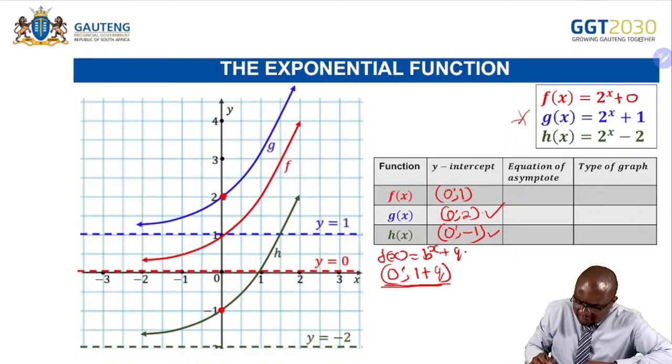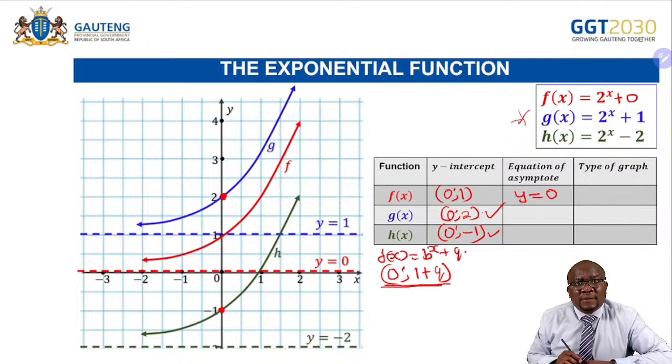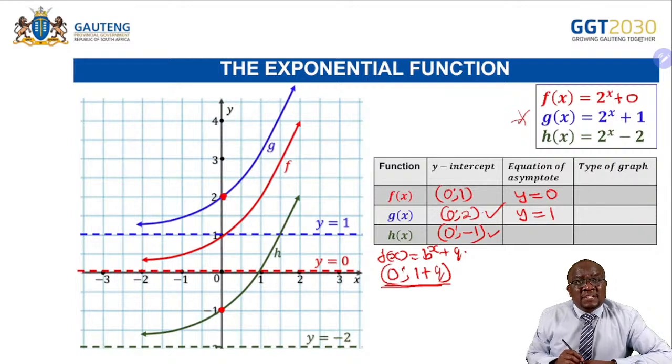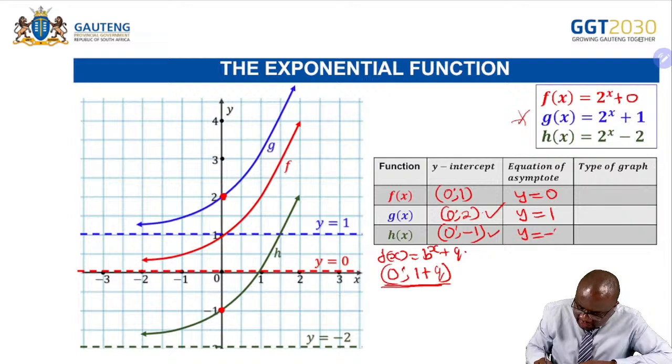What about the equation of the asymptotes? Our parent graph, the red graph, y is equal to 0. What about the equation of the asymptote for the blue graph, g of x? y is equal to 1. And then what about the green graph, h of x? y is equal to negative 2.